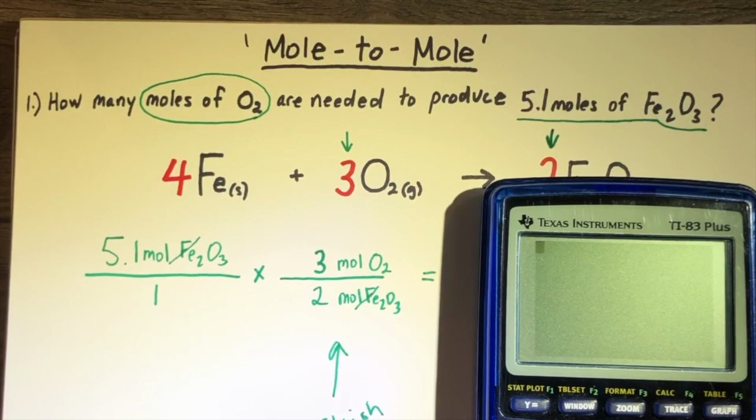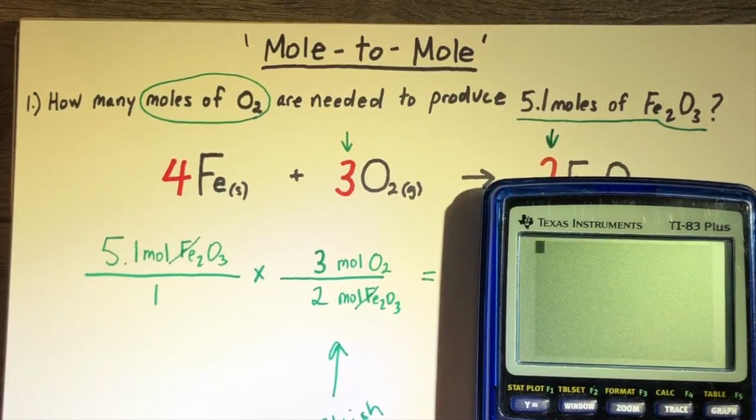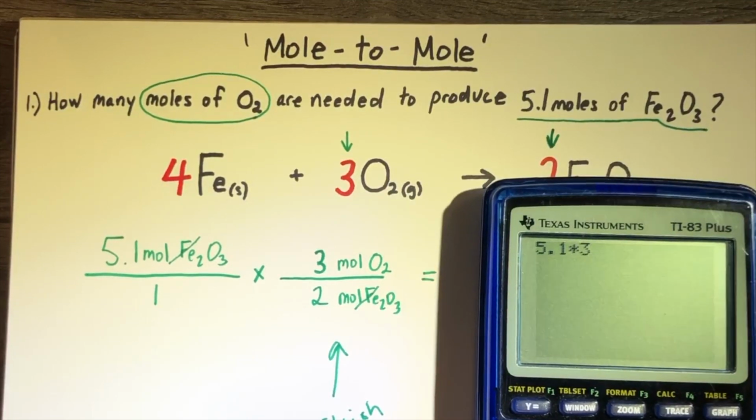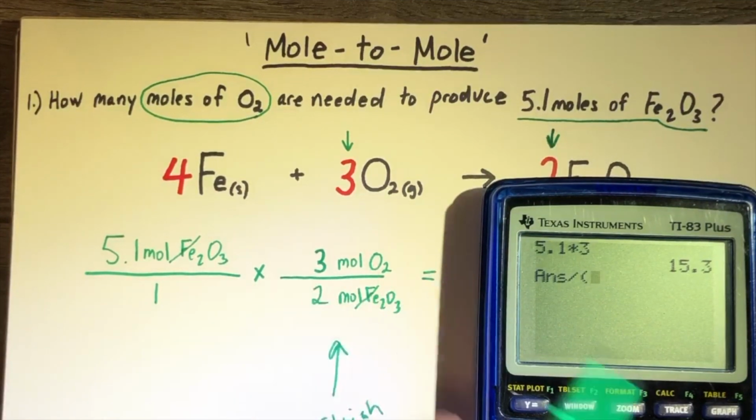All right, so yeah, we're ready to solve. And remember, how we plug this into our calculator is we multiply all the top numbers. So that's 5.1 times 3. Enter gets us 15.3. And we're going to divide that by all the bottom numbers. So we'll go divided by. So our answer divided by. Remember, when we have numbers on the bottom, we need to use parentheses. So parentheses 1 times 2, close the parentheses, enter.